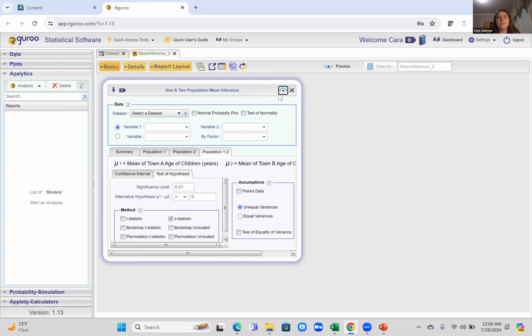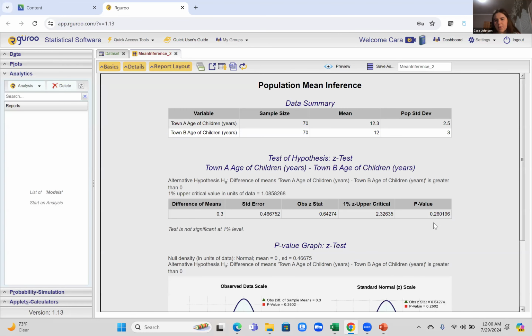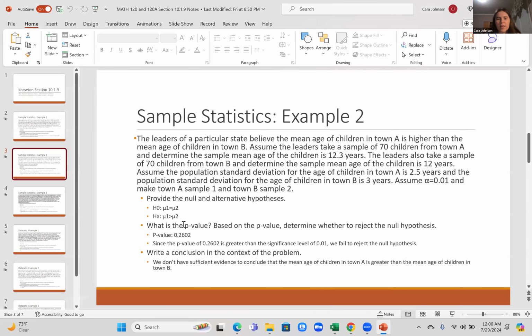Hit the eyeball. I get a p-value 0.2602, and this is the test statistic if they ever ask you for that. So that p-value is higher than my significance level of 0.01, so I'm going to be failing to reject the null. If I fail to reject, that means I don't have enough evidence that HA is true. So I don't have sufficient evidence to conclude that the mean age of children in town A is greater than the mean age of the children in town B. So once again, writing that alternative hypothesis in sentence form, I don't have sufficient evidence that that is true.